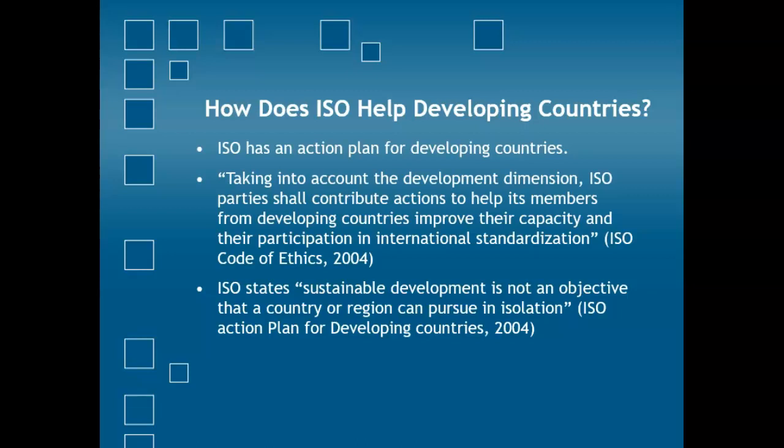So what that means is that they understand that many developing nations don't have the expertise or the money to improve their capacity. So the ISO is taking those things into consideration. The ISO also states in their action plan for developing countries that sustainable development is not an objective that a country or region can pursue in isolation. So in other words, we need to work together. They understand the global connection of all countries.